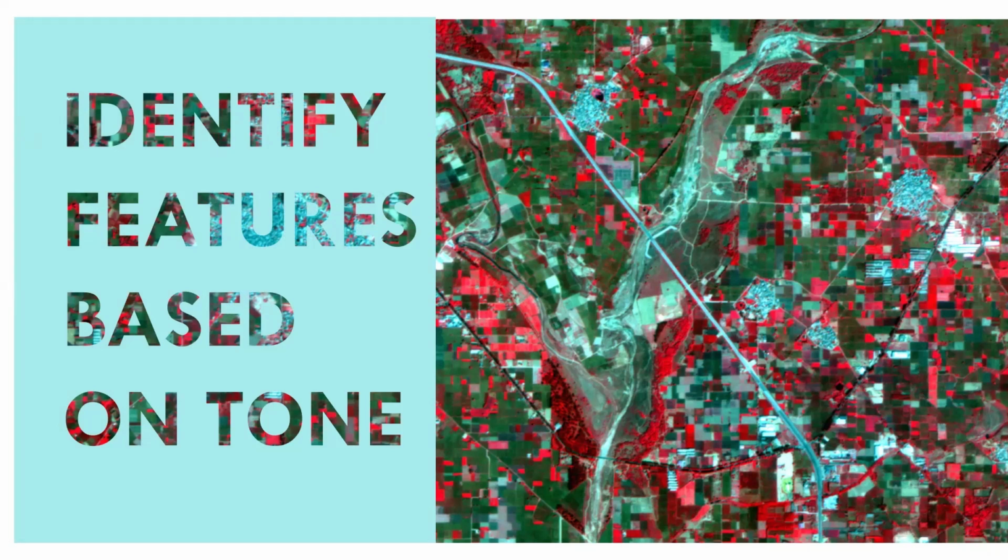Hello. Today we'll be discussing how to identify features based on tone when you are given a remotely sensed image or an aerial photograph. It also helps to distinguish between different surface features in a varied range of tone.